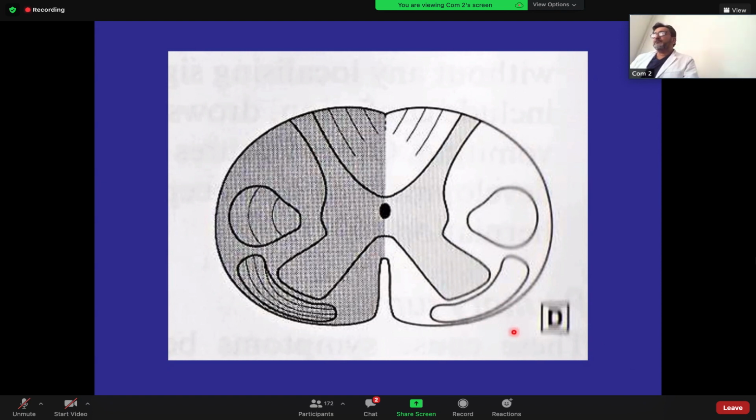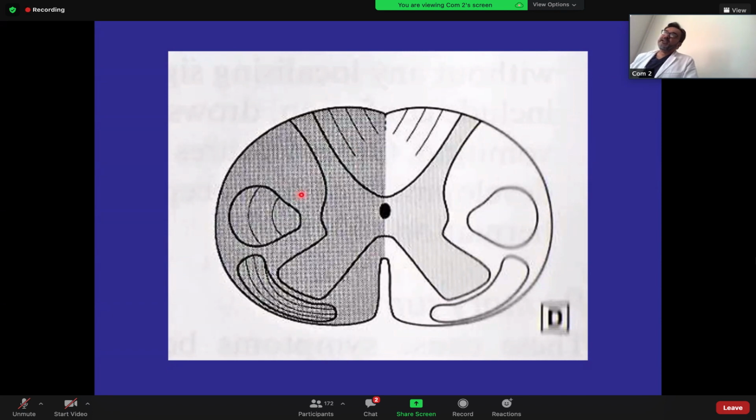So pain and temperature below the level of the lesion would be lost on the opposite side. And two-point discrimination and vibration and conscious proprioception would be lost on the ipsilateral side below the level of the lesion. Also in the thoracic segments of the spinal cord, there are the lateral gray horns, and also descending hypothalamic fibers, which supply sympathetic fibers.